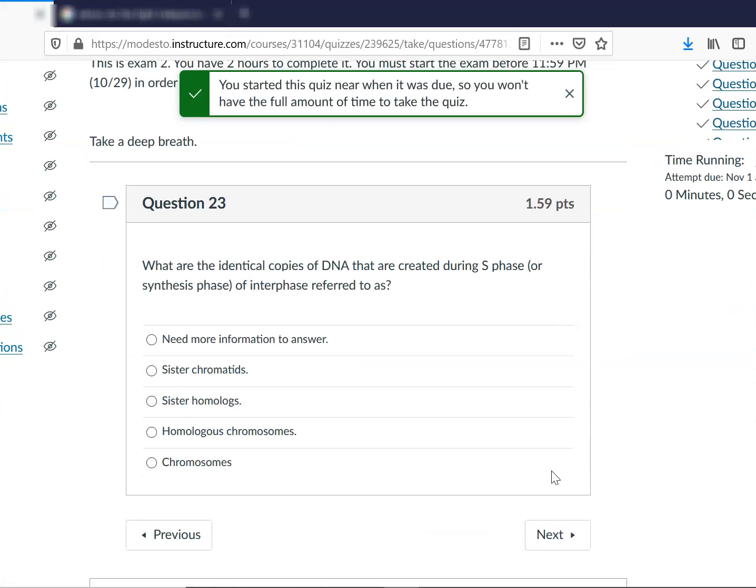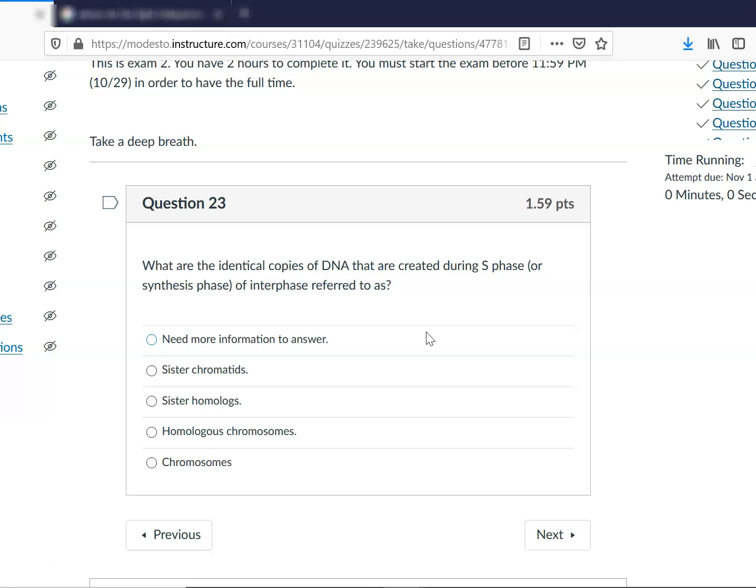What are the identical copies of DNA that are created during synthesis phase of interphase referred to as? That's a wordy one. These are your sister chromatids. Sister homologs don't exist. Homologous chromosomes are the different versions, and they could also be called chromosomes, but referring specifically to those two identical copies. So they are sister chromatids.